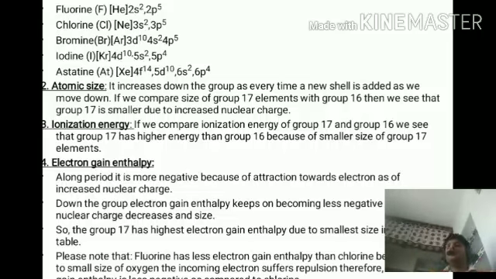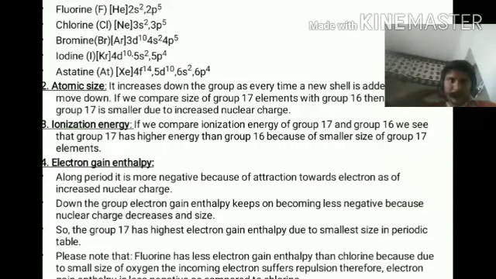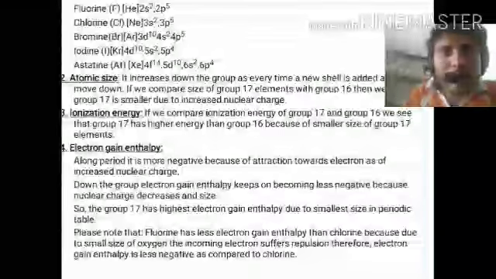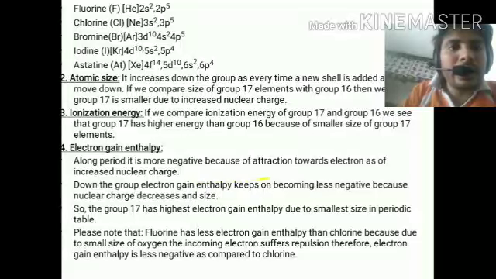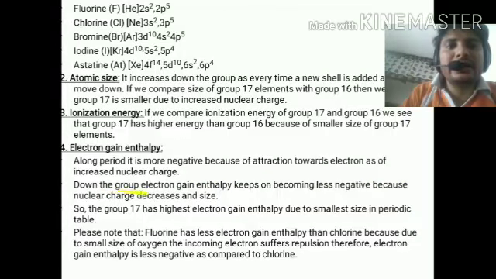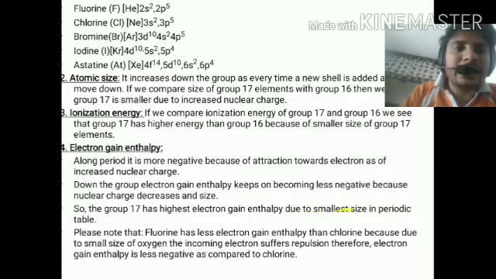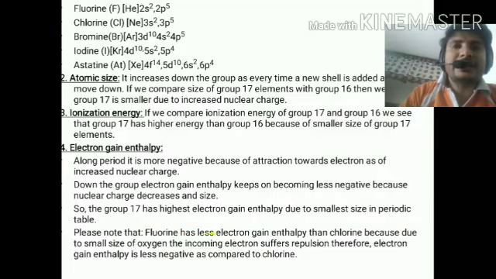Now electron gain enthalpy. Electron gain enthalpy means when we add an electron to the valence shell, the amount of energy released is called electron gain enthalpy. Just see the theory of electron gain enthalpy so you can understand very well. Then I will explain. Along a period, it is more negative because of the attraction towards the electron due to increased nuclear charge. Down the group, electron gain enthalpy keeps on becoming less negative because nuclear charge decreases and size increases. So group 17 has the highest electron gain enthalpy due to the smallest size in the periodic table.